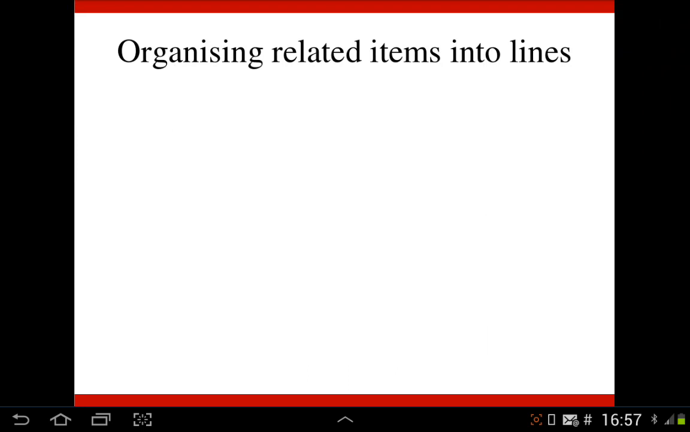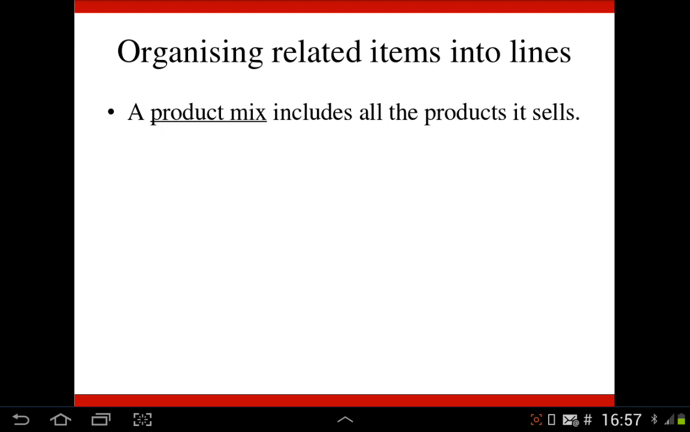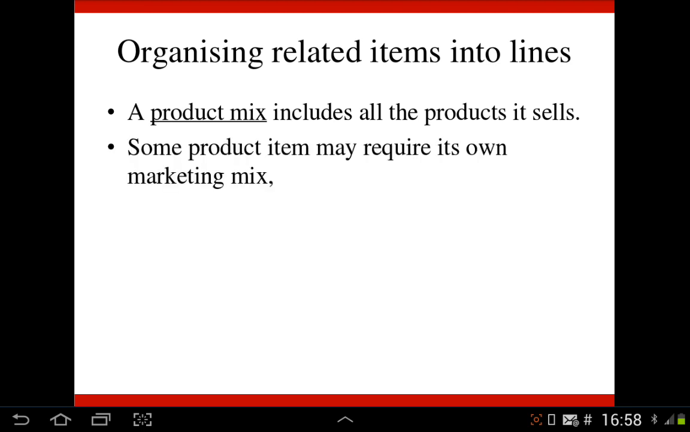Okay, so in the next video we're going to look at how you can organize your items into lines, your related items that relate to one another. So a product mix includes all, as I've said, all the items that a company sells, and some product mixes, or some product items, individual items, may require their own entire marketing plan with product, price, place, promotion, a marketing strategy, and a marketing analysis.